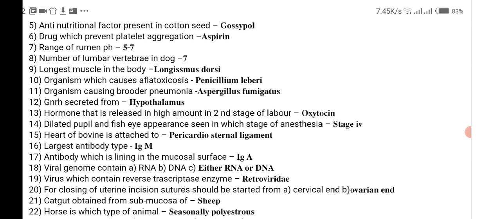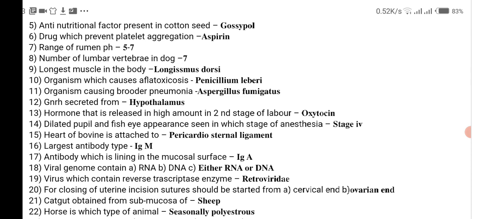Largest antibody type is immunoglobulin M. Antibody lining the mucosal surface is immunoglobulin A. Viral genome contains either DNA or RNA. Virus which contains reverse transcriptase enzyme is reoviridae. For closing of uterine incision, sutures should be started from the ovarian end.